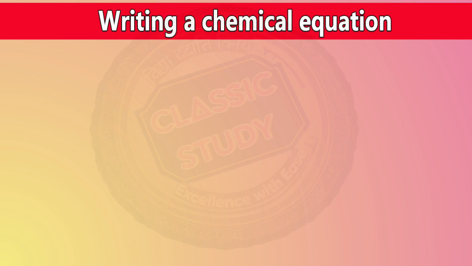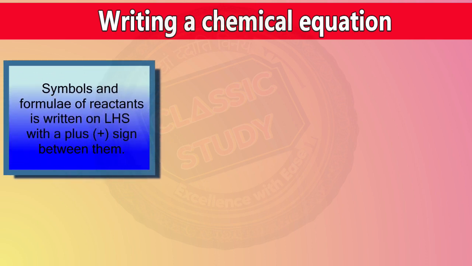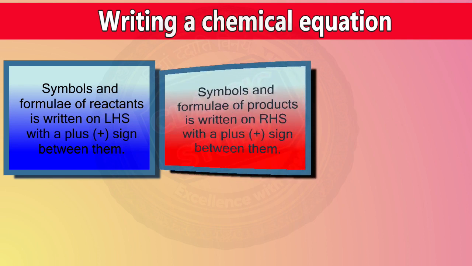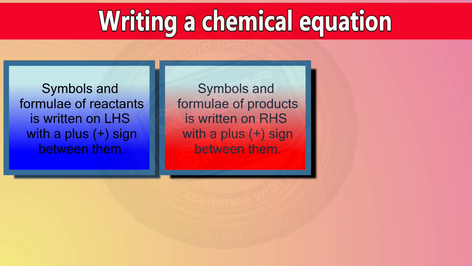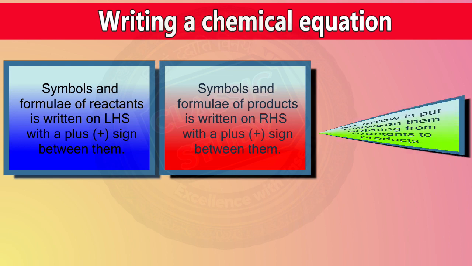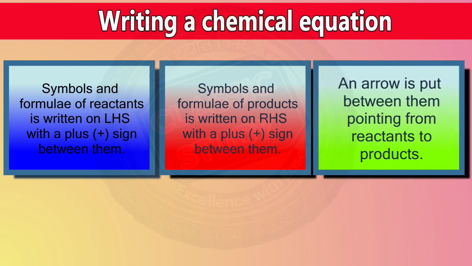Writing a chemical equation. There are 3 steps to writing a chemical equation. The symbols and formulae of reactants are written on the left hand side with a plus sign between them. The next step is to write the symbols and formulae of the products on the right hand side with a plus sign between them. And then an arrow is put between the reactants and the products, pointing in the direction from reactants towards products. That means the reaction has taken place and the product has been formed.